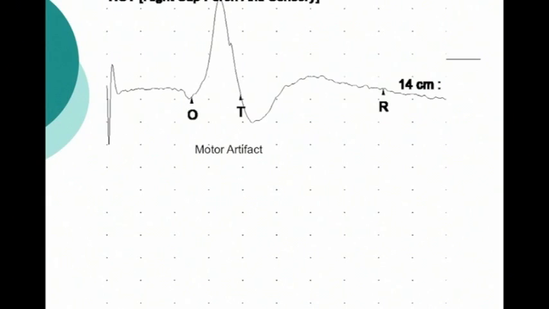Here's another example, but you already know that. It's really measured it wrong. It's not the sensory potential, it's a motor artifact, and it's happening too late and it's too big, basically.